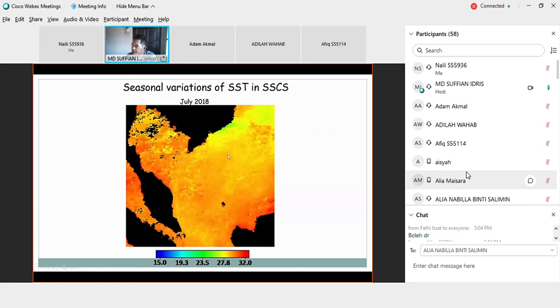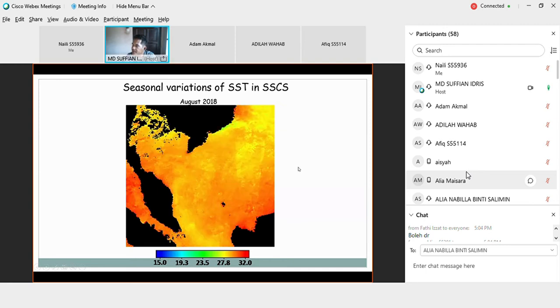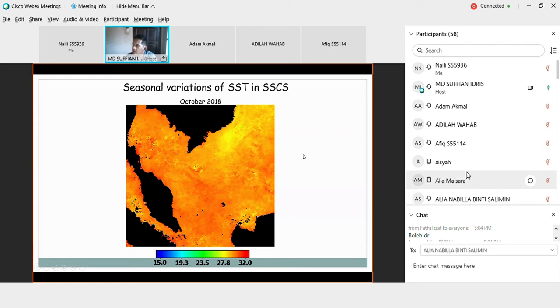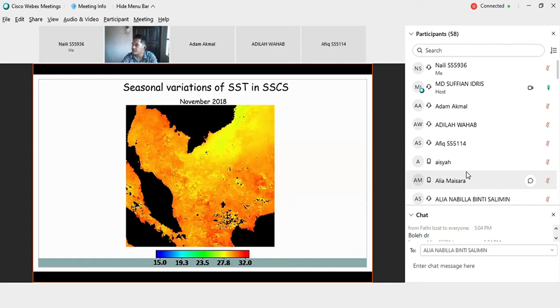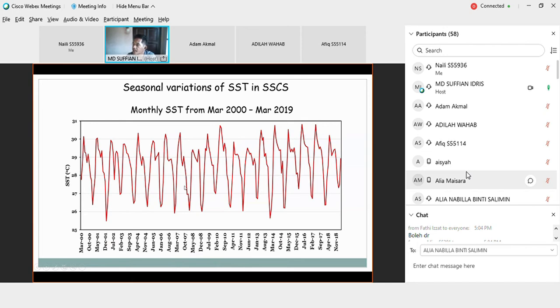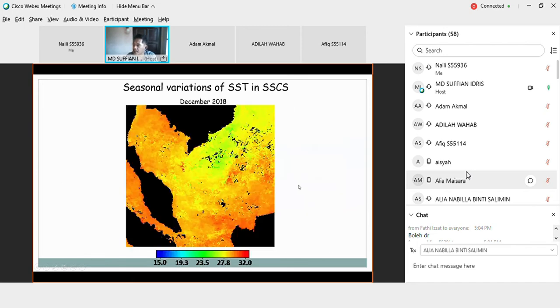And then July, it shows surface temperature. Also August, September, October, it increases a little because of the equinox, high solar radiation. And then November, it starts to decrease because of the northeast monsoon, and December. So that one is the seasonal variation of temperature in the southern South China Sea.